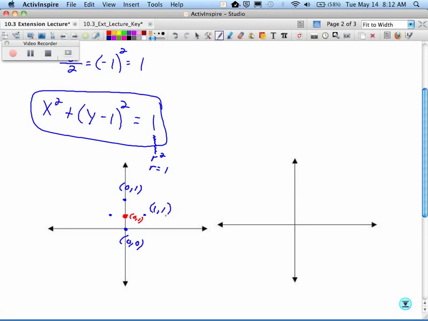0, 2. Oops, 0, 2. Thank you. So it's really just a matter of if you're going up or down, you're adding or subtracting the r value to your y's. And when you move left or right, you're adding or subtracting your r values to your x. That's pretty good. Yep.